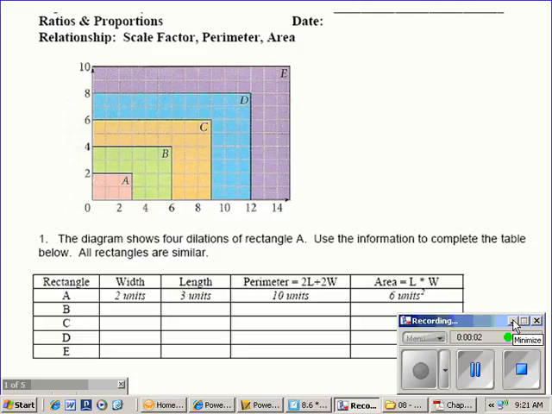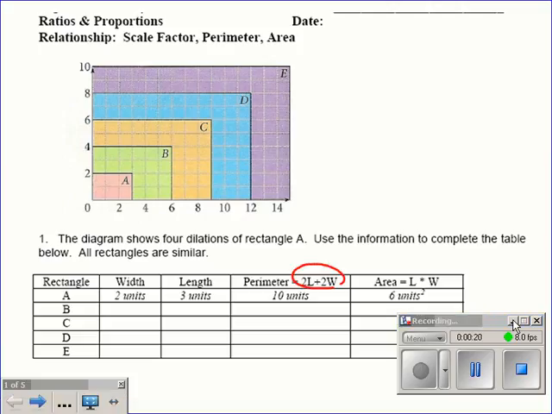Okay, today we're going to look at scale factor, dealing with perimeter and area of shapes. I want to talk really quickly about how to find the perimeter. How would you find the perimeter of a rectangle? Yeah, you say length plus width plus width. Another way to write this is perimeter is 2 length plus 2 width.